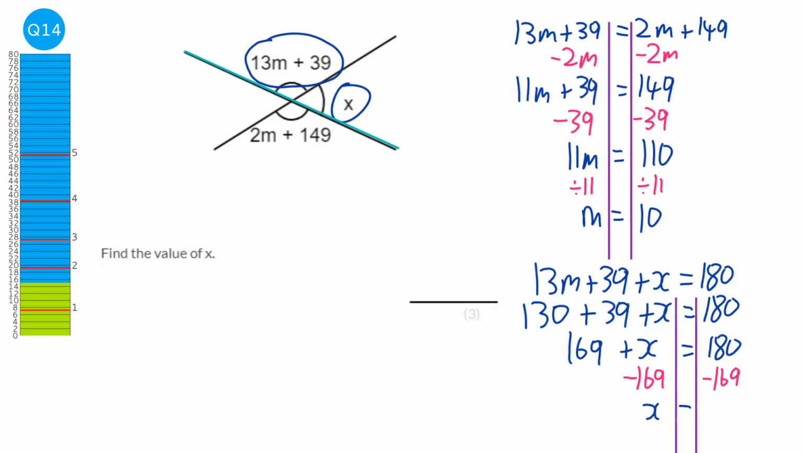So we've got x equals 11. So the value of x will be 11 degrees.